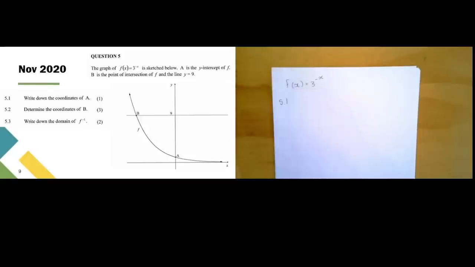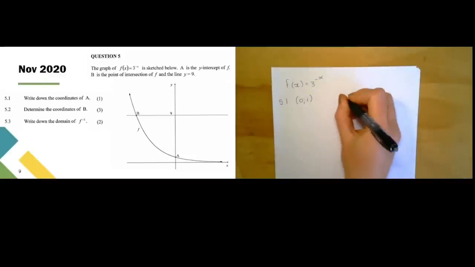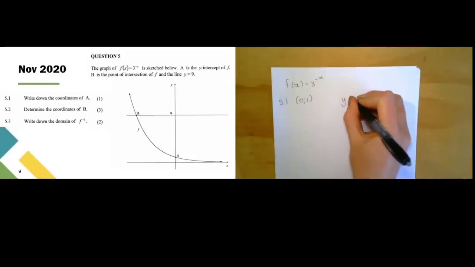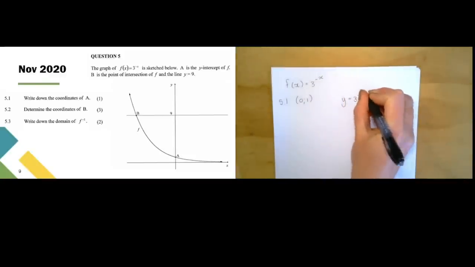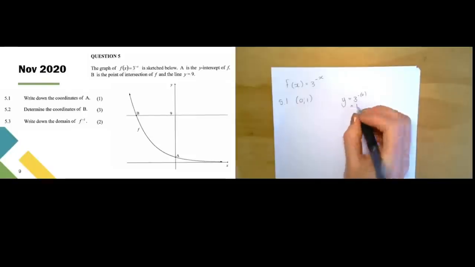5.1. Write down the coordinates of A. They're asking me to write it down, so I should know this. Why are they asking A? It's the y-intercept. So you should know that the coordinate of A on an exponential graph, the y-intercept, would be (0, 1). If you didn't know it, how could you calculate it? What do you know about the y-intercept? The x equals 0. So you could have gone y equals 3 to the power of negative 0, and you would have gotten 1 as well. So it's the coordinate (0, 1). One mark just for the answer.